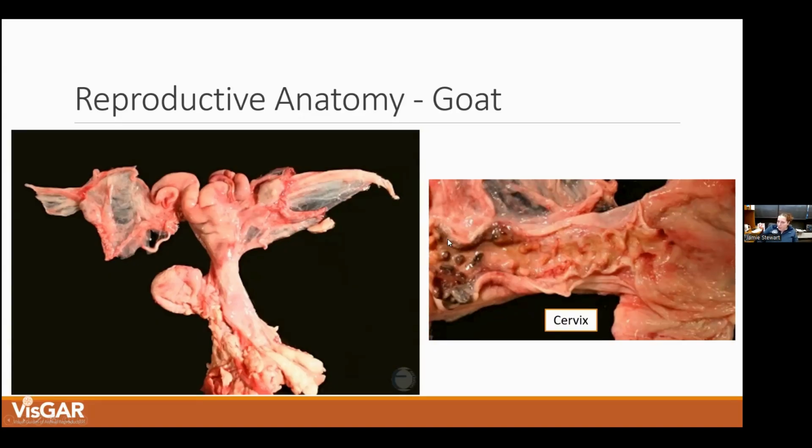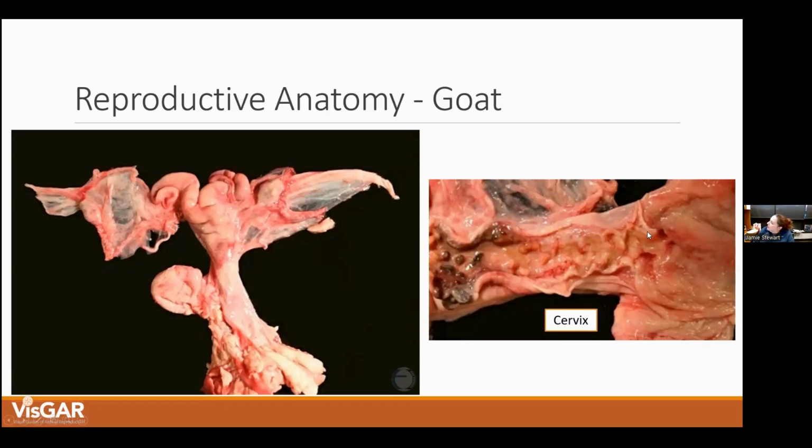And so this question came up last week. I did find a couple of images here to show what the cervix looks like between a goat and a sheep. We talked about how it's possible to do transcervical AI in the goat with frozen semen, but with the sheep, it doesn't work very well because of the anatomy of the cervix.